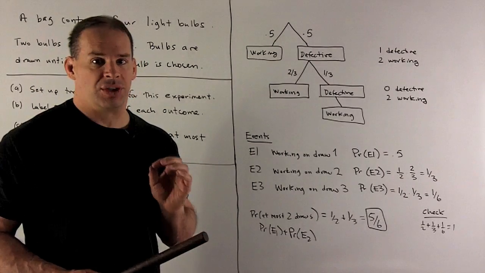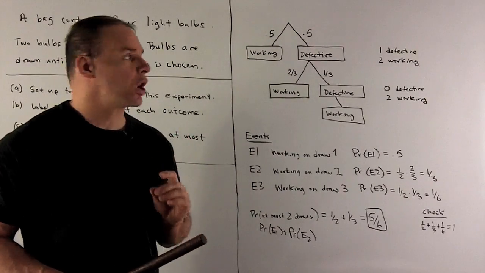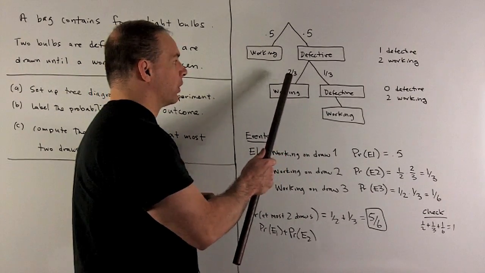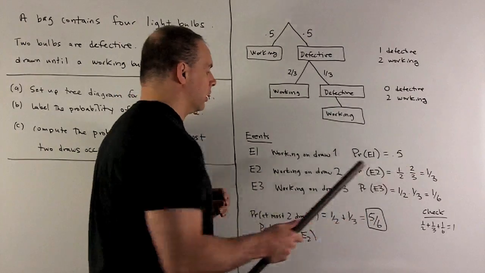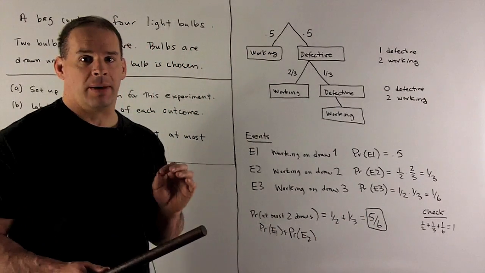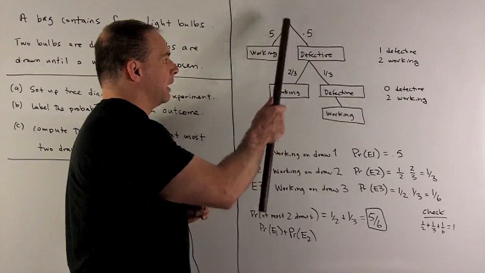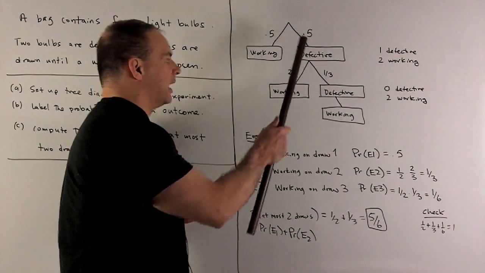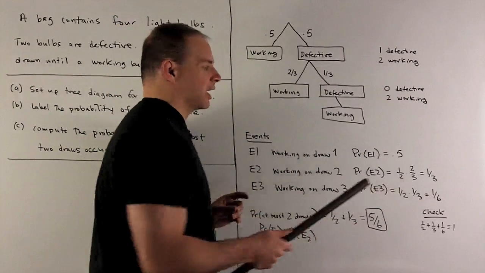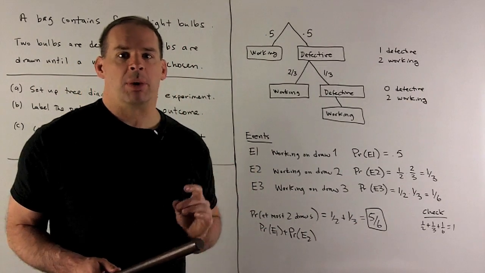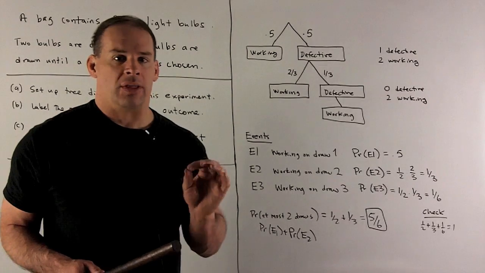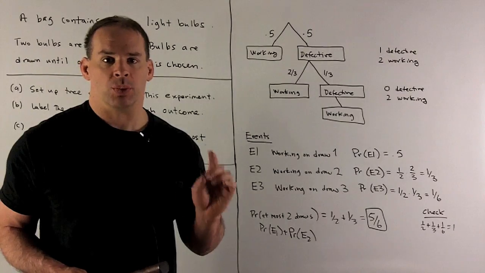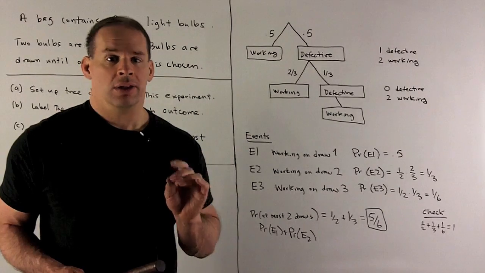To get the probability of E2, getting a working bulb on your second draw, we multiply down each branch. So I'll have a 1/2 times a 2/3. That gives me 1/3. Then for the third event, we multiply down this branch. So it'll be defective, defective, and then working, and then we stop. So that'll be 1/2 times 1/3 gives me 1/6. So those are going to be the probabilities of each outcome. Now the check, those probabilities have to add up to 1, and 1/2 plus 1/3 plus 1/6 is 1. So our check works.